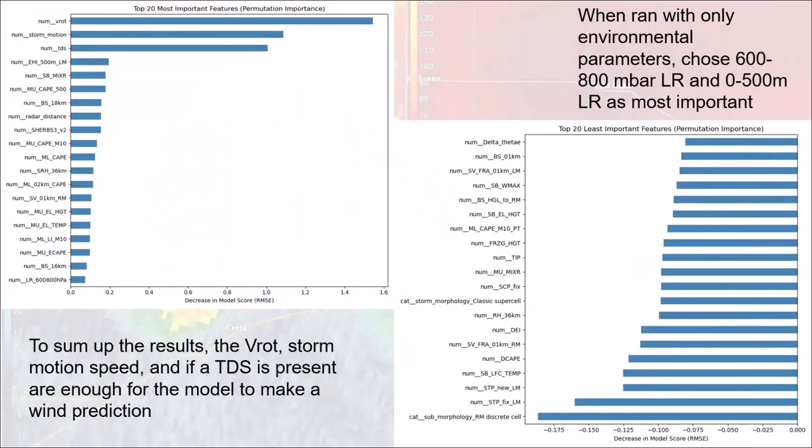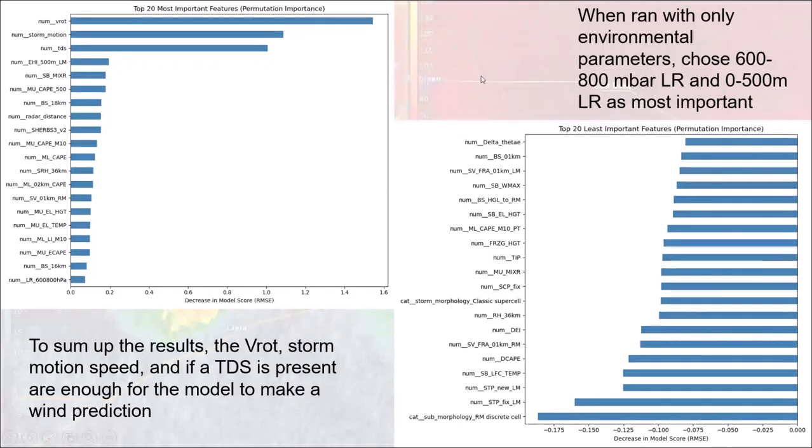One thing you could do with models is perform a permutation test to find which features the model likes to use in order to create its prediction. For the wind speed model, it found that vrot, storm motion, and if the storm had a TDS were pretty much all you need, at least for this model, to predict a tornado wind speed.